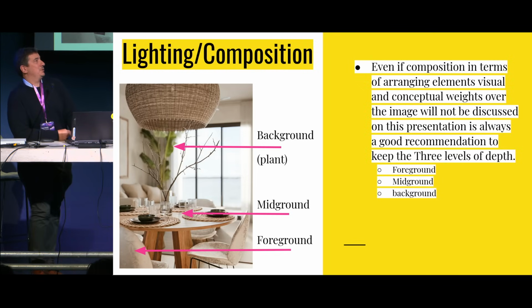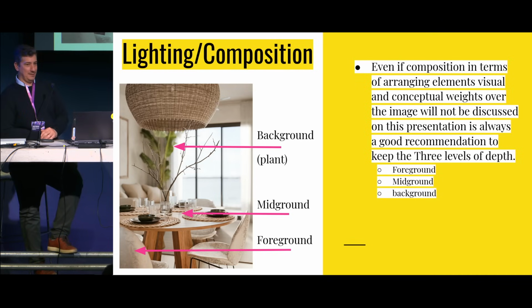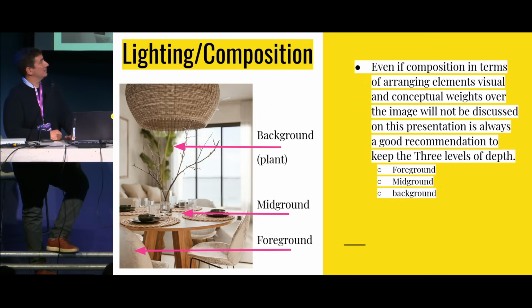And in terms of composition, we will not dive into composition, like the level of importance of the object and whatever, but it's always important to keep these 3 layers in the image. That helps a lot: foreground, midground, and background. If you keep these elements, you will always have a lot of depth in the image. So that's an important thing to have in mind.